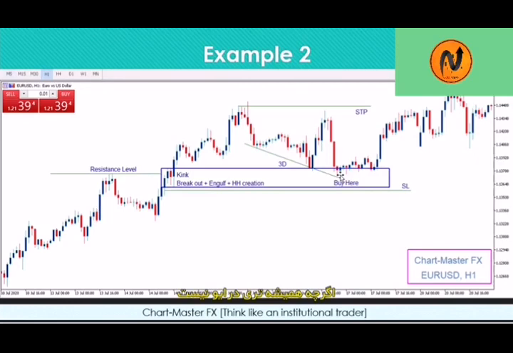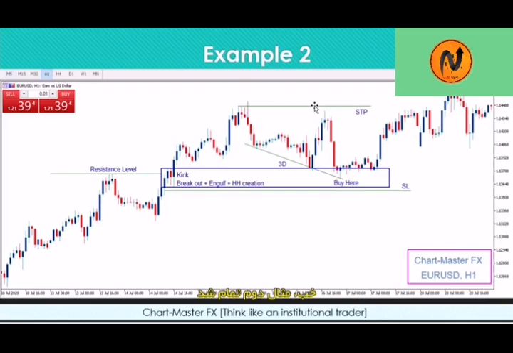However, it's not only the 3 drive. Sometimes it might be a fake out. Sometimes it might be a compression. Sometimes it might be a compression plus liquidity. So you put your stop loss just below the kink zone. Once you put your stop loss below your kink zone, then your safest take profit would be the higher high here. This will be your safest take profit.